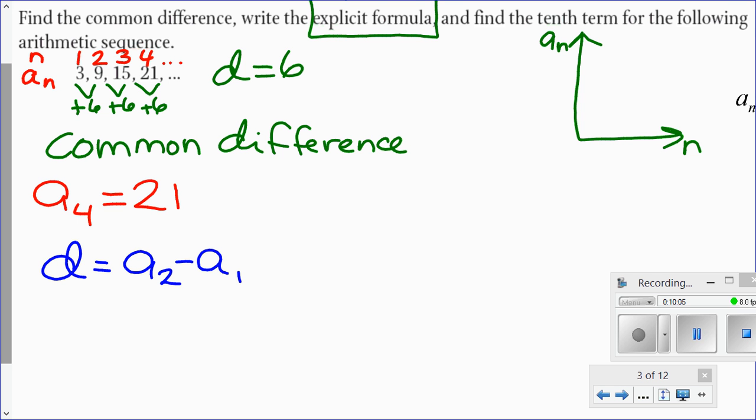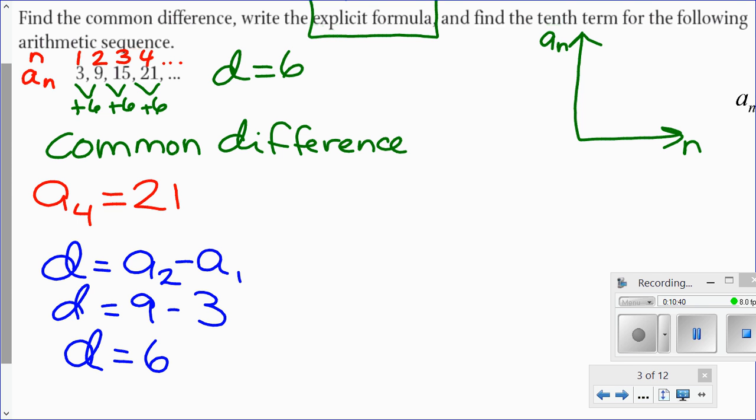So in this case, it's 9 minus 3. So D equals 6. Now you guys were able to figure out it was 6 just by looking at the pattern, right? But sometimes it's not as easy to see. So if you don't see it right away, just do this. Now, we have to make sure it continues. So check 1 or 2 more times to make sure it continues. We found it was 6. 9 plus 6 is 15. 15 plus 6 is 21, so we're good. Okay?